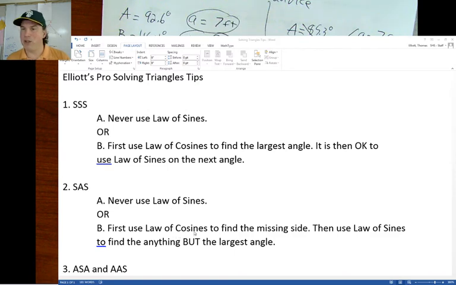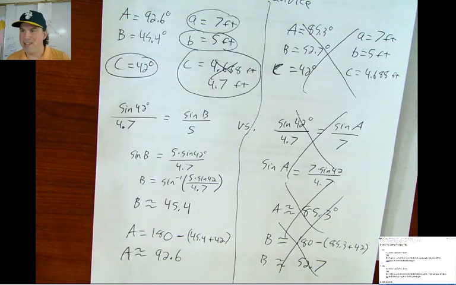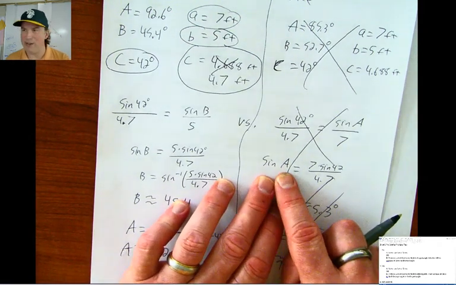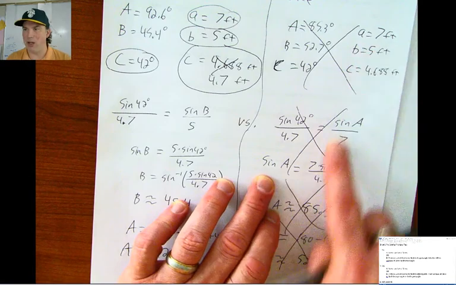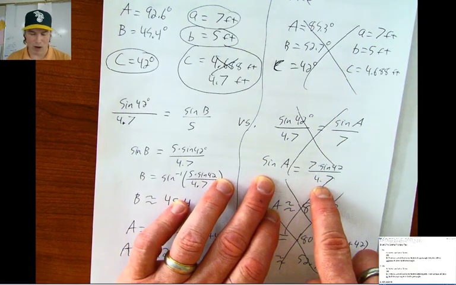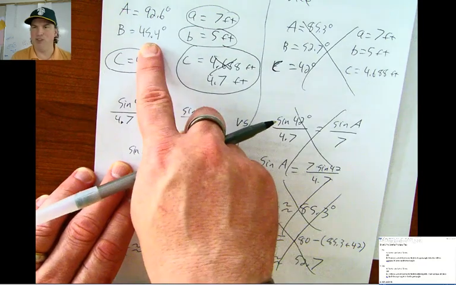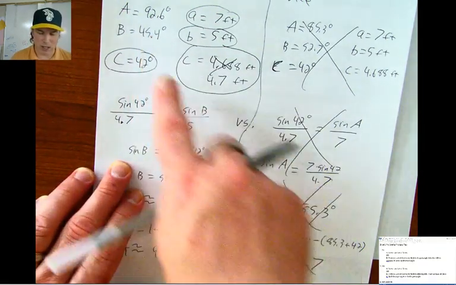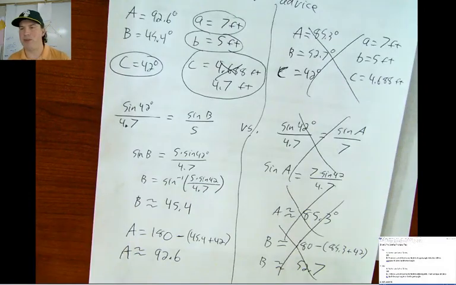Or if I would have first used law of cosines to find the missing side, which I did, then used law of sines to find anything but the largest angle. That's the scenario I did here. When I was looking for sine of A, that was the largest angle. That was the pitfall I fell into right there. On this one, 45.4 is not the biggest angle, so it was safe to go hunting for that particular angle. Because at the end of the day, a triangle can only have one obtuse angle. So as long as you don't do a sine inverse to hunt for that largest angle, it's guaranteed to be acute and it's guaranteed to work out.